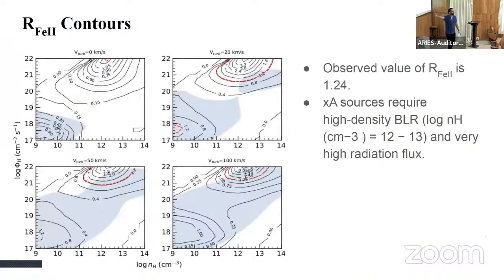Okay, so in this plot, I have plotted contours for RFE2, and again the same different microturbulence velocities. If we compare our models with the observed data, the value for RFE2 is 1.24 for our source. So our source is kind of an extreme population A source because its value is greater than 1. For extreme population A sources, or for our source, those values lie in the high value of density and high value of this incident flux.